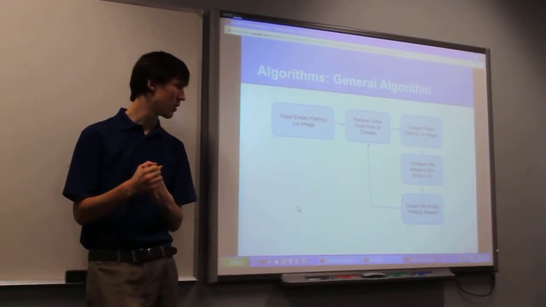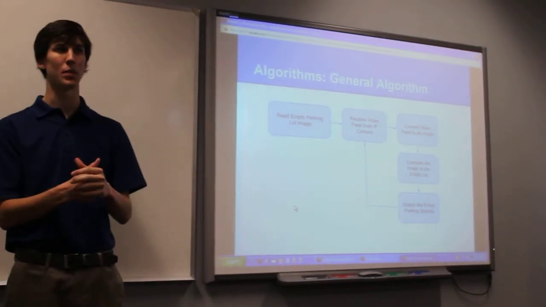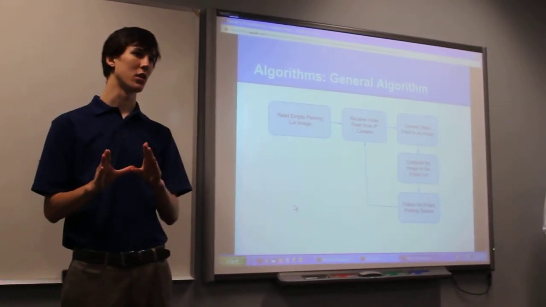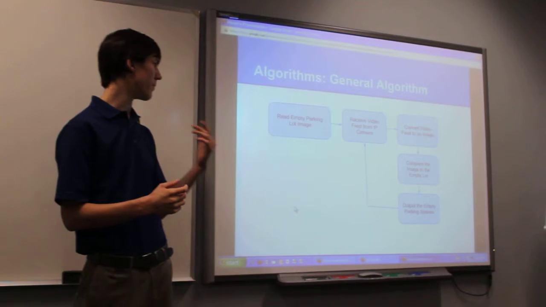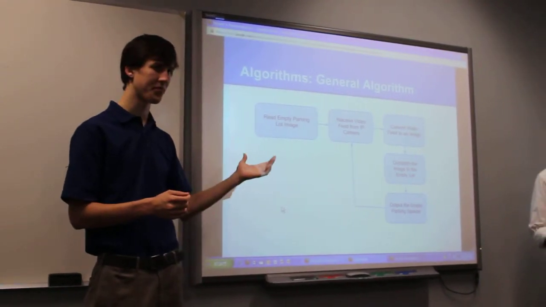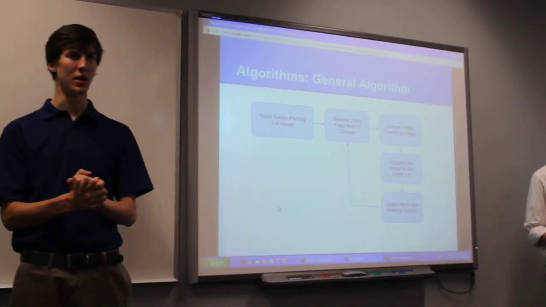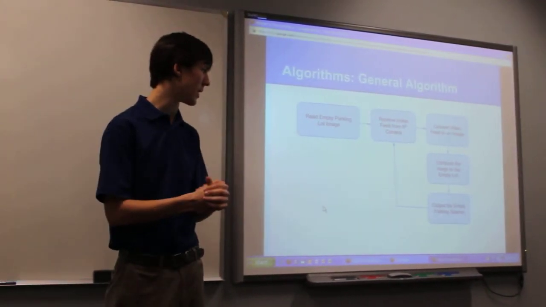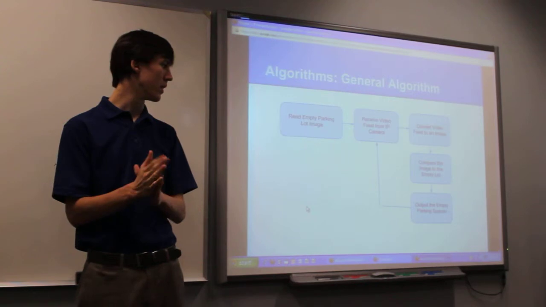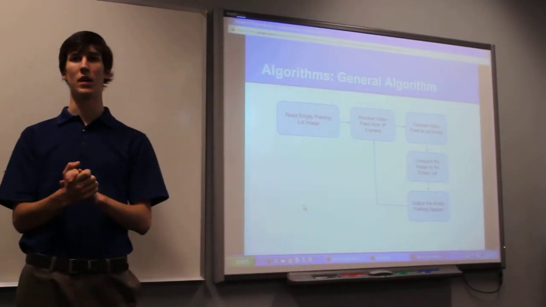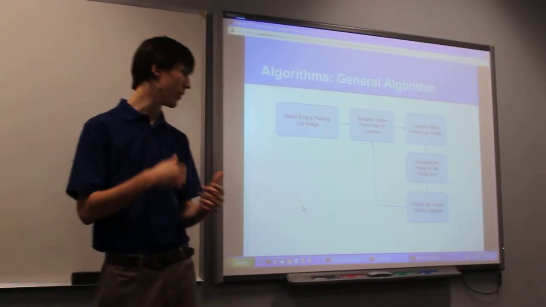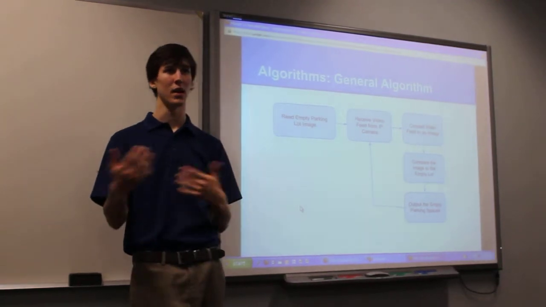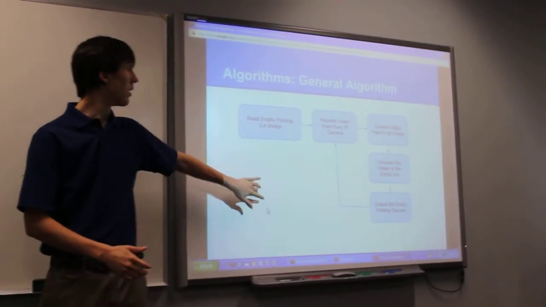From the image, we take in the parking spots, and we compare the parking spots in the image to the parking spots in the empty lot image that we created earlier. And we compare the parking spots pixel by pixel, and we output which spots we determine to be empty parking spaces. And then we repeat that process by taking in more feed from the camera.